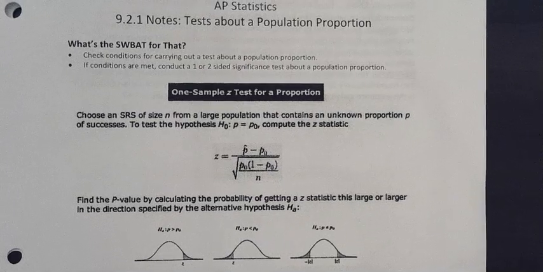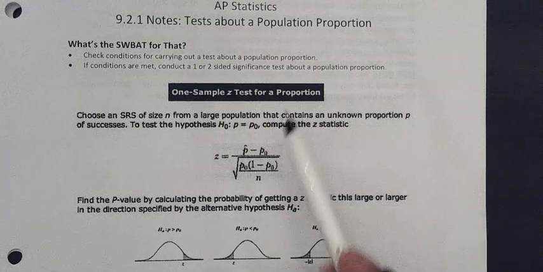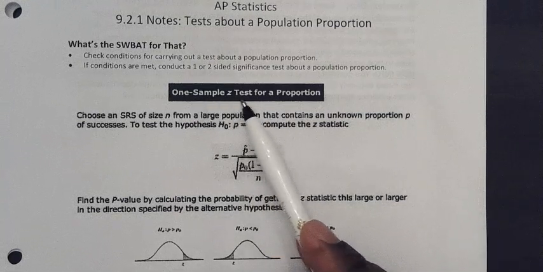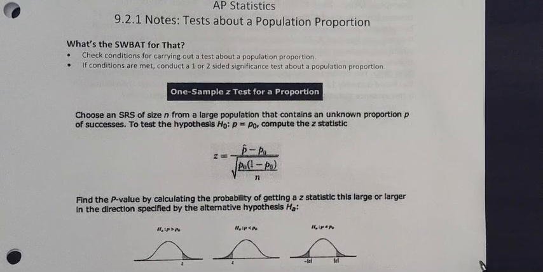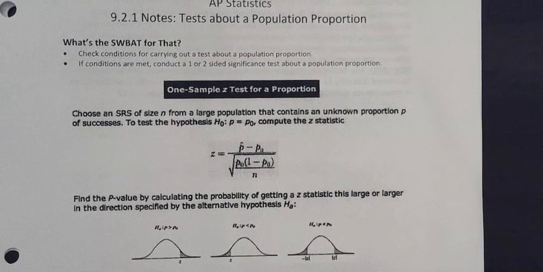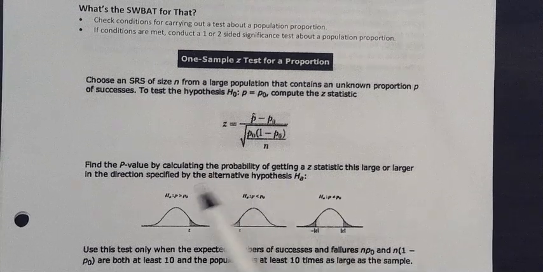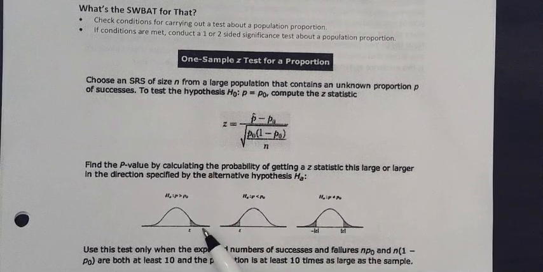Hey students, these are notes for section 9.2, and in this section we're going to do one sample z-test for proportions. We're going to later talk about means, but right now we're looking at just proportions. In these examples, we're looking at either a one-tail test, with the right tail, left tail, or both tails.